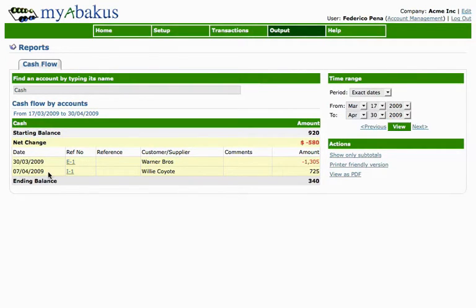Although this shows that we are in essence solvent, it also alerts us about a potential liquidity problem on the payment day. This does not mean that our cash balance on the 30th will be minus $385 with all certainty, but it does show us that if from today until that day, we don't receive $385 more than we've spent in cash, we will have to call Warner Brothers or Willie Coyote or our regular lender.